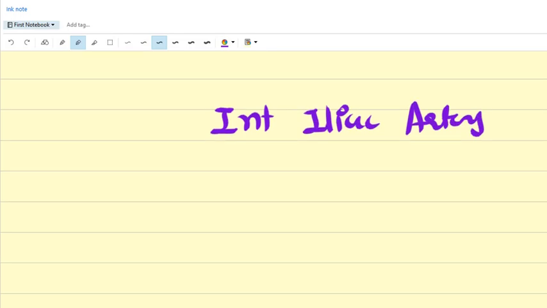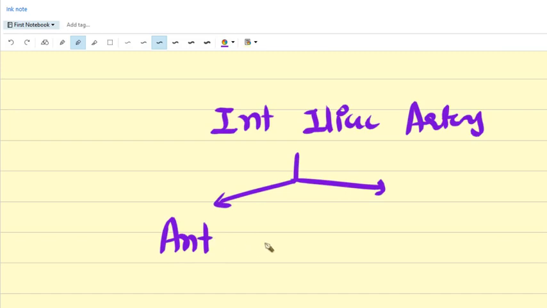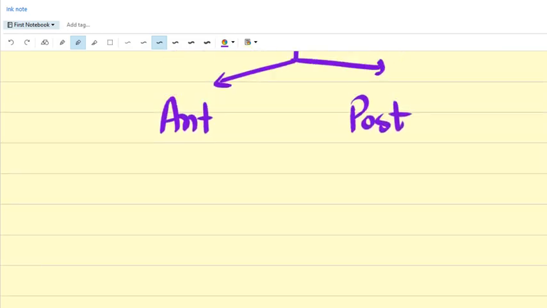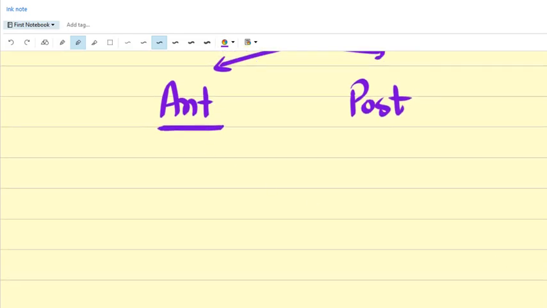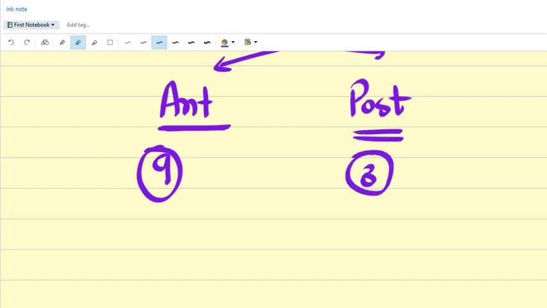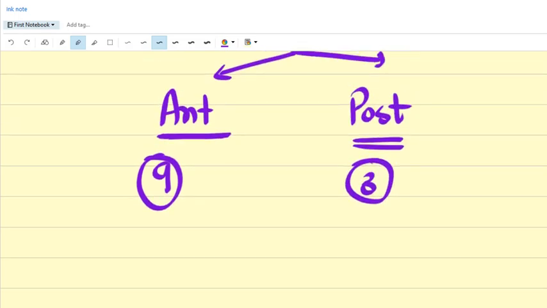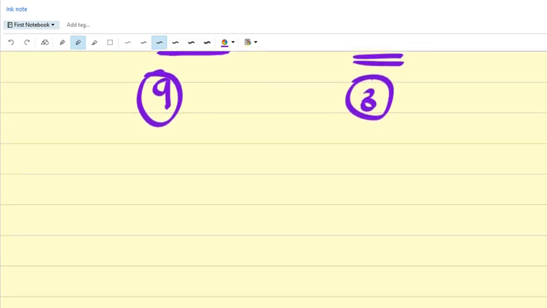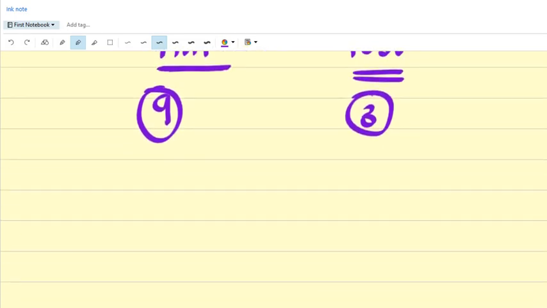divides into two divisions, that is anterior division and posterior division. Simple. Anterior division has 9 branches, posterior division has 3 branches. To remember, you have to simply remember anterior division has 9 branches, posterior division has 3 branches.